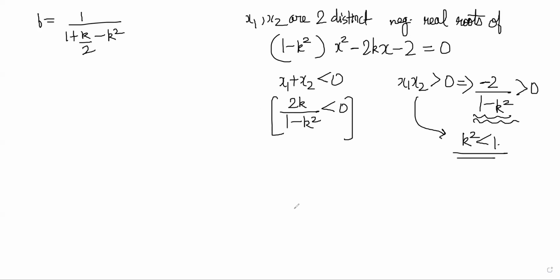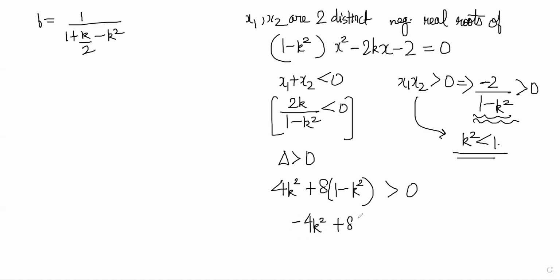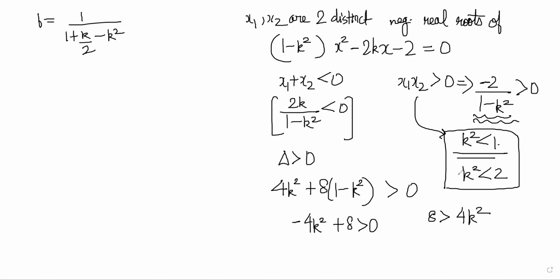Now, since it has two distinct real roots, the discriminant should be positive. And discriminant for the quadratic is 4k² + 8(1 - k²), which should be greater than 0. That becomes -4k² + 8 is greater than 0, or 8 is greater than 4k², or we get k² is less than 2. So we are getting these two conditions. Basically, this implies that 1 is less than k is less than root 2. This is the condition that we are getting on k.